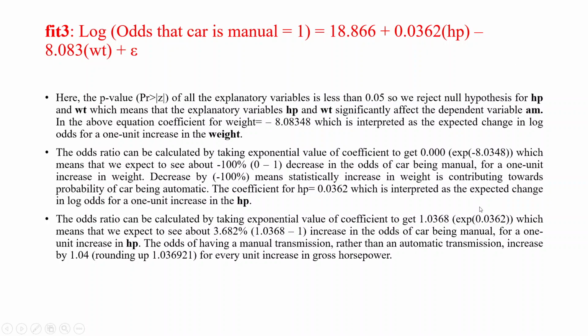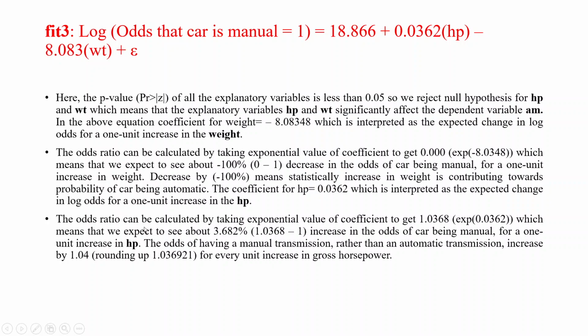Now how to interpret horsepower? Again the same concept. I will take the exponential. Exponential of 0.0362 is 1.0368, minus 1, so it is 3.682 percentage. It means that with an increase in horsepower, it is contributing towards the car being manual.